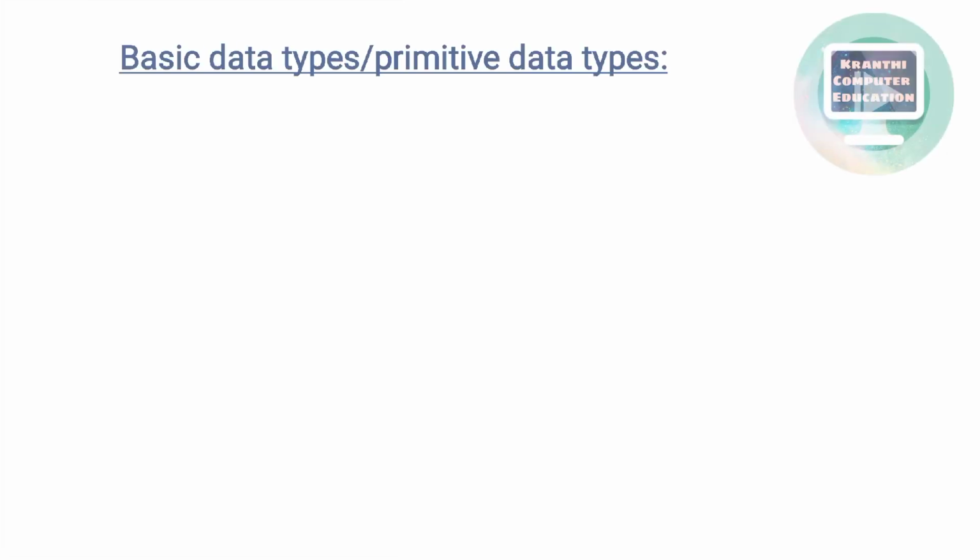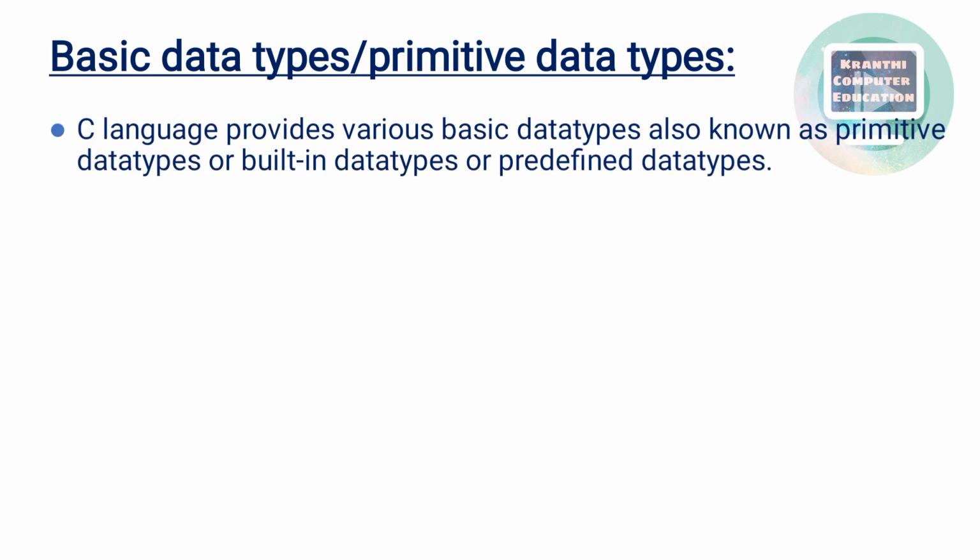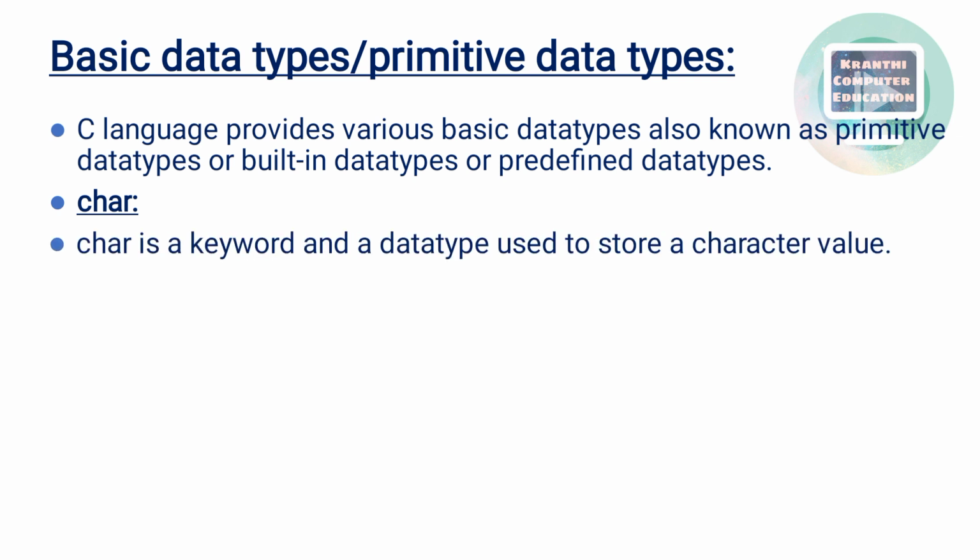Let's see basic data types in detail. Basic data types are also called primitive data types, built-in data types, and predefined data types. C language provides these basic data types. Let us see them one by one, individually and in detail. The first primitive data type is char. Char is a keyword and it is a data type. It is used to store a character value.